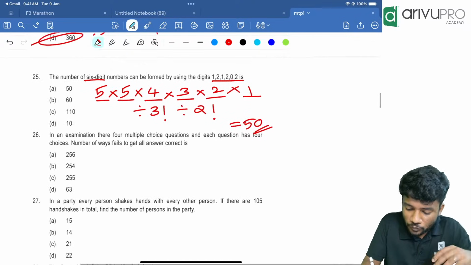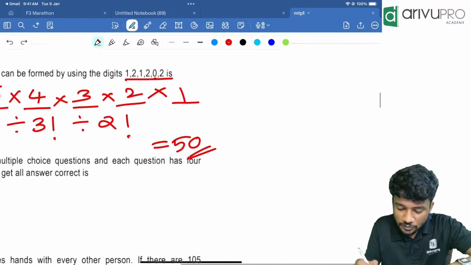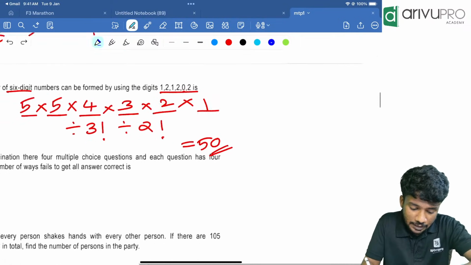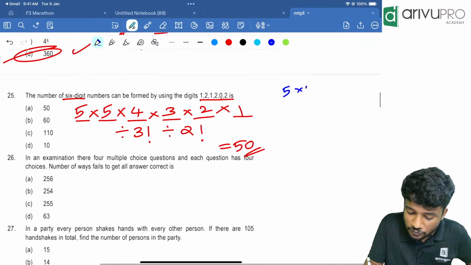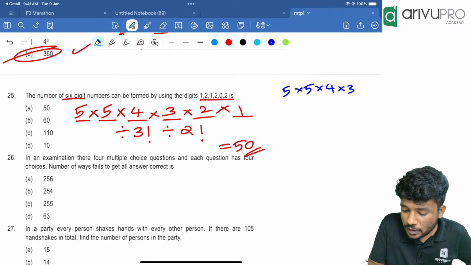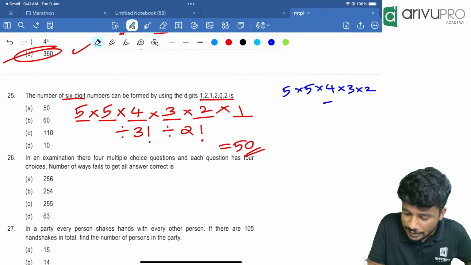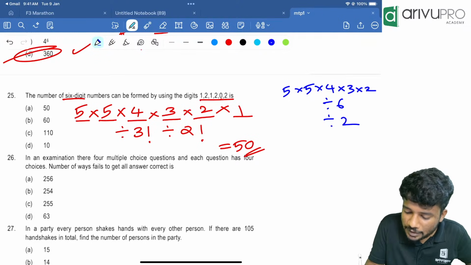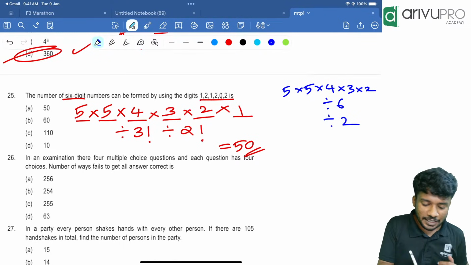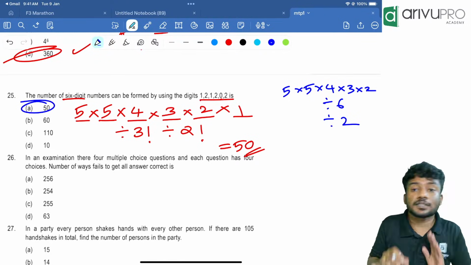What did we do? First, take your calculator. Take it like 5 into 5 into 4 into 3 into 2. Then divided by 6 divided by 2. You are getting it as 50. Option A is your answer. I hope that is clear for you.